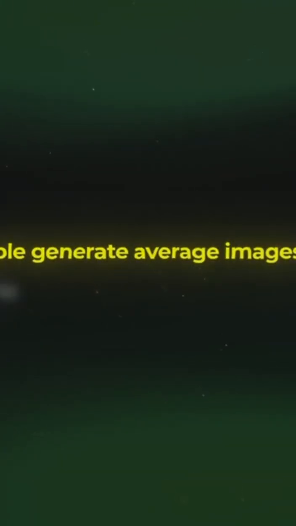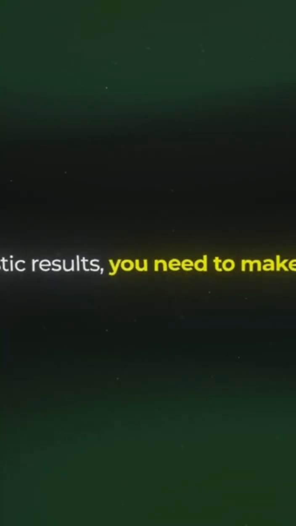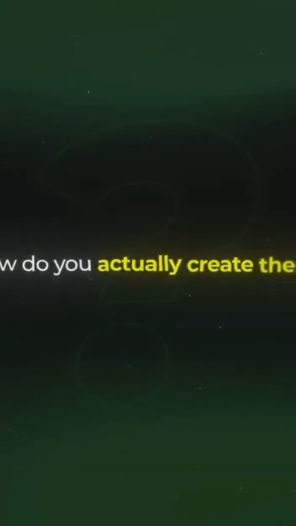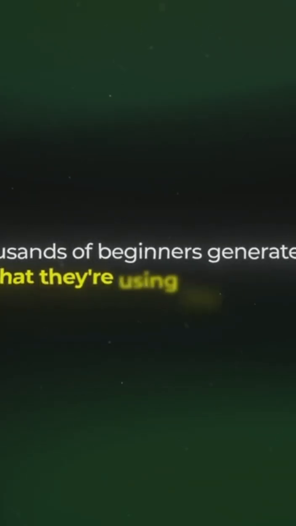but not everyone who uses this method gets realistic results. Most people generate average images and then expect to get a cinematic video from them, which is simply impossible. If you want to get realistic results, you need to make high quality images. So the real question is, how do you actually create them? Well, the answer comes down to 5 specific principles. And the reason thousands of beginners generate low quality images isn't that they're using the wrong tool. It's that they don't actually know what makes an image cinematic in the first place.